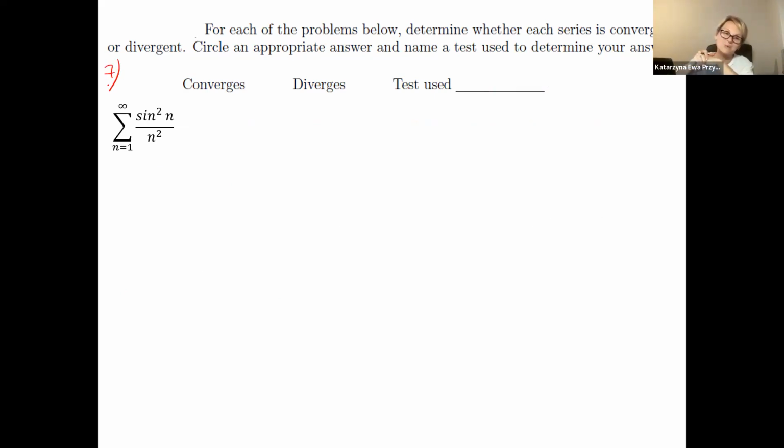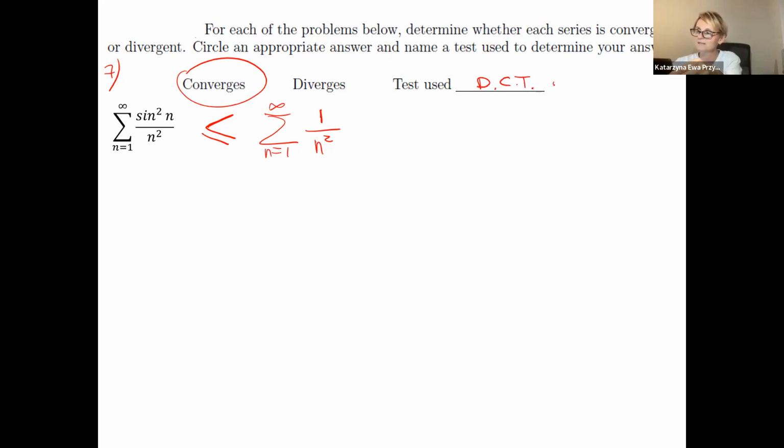Sine squared of n over n squared. What can we compare to? Yes, we can say 1 is the maximum value. I can put equal to because sine could be 1, and I'm not changing denominators. I don't even have to make the description. On the right-hand side, we have a convergent p-series. Everything that is smaller is convergent by the direct comparison test, and we are comparing with 1 over n squared. Okay, perfect. So fast, we can see this.